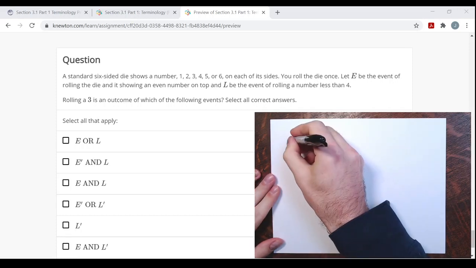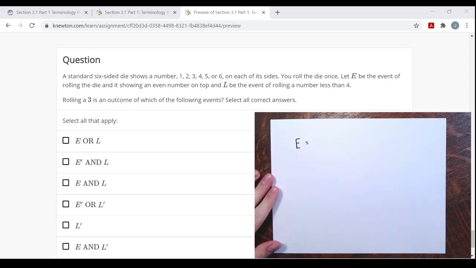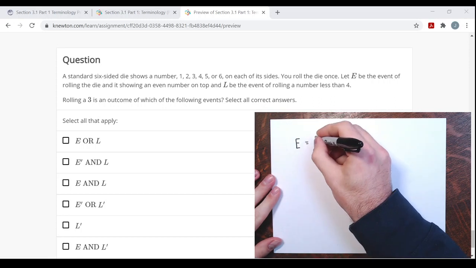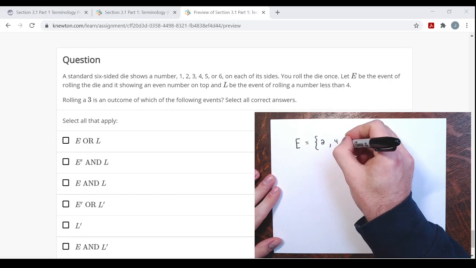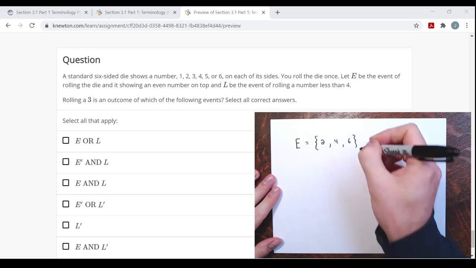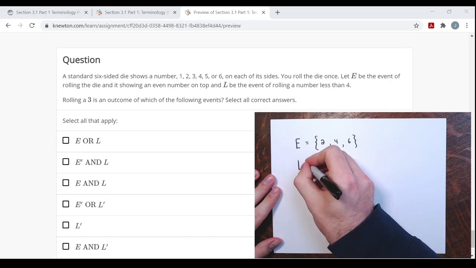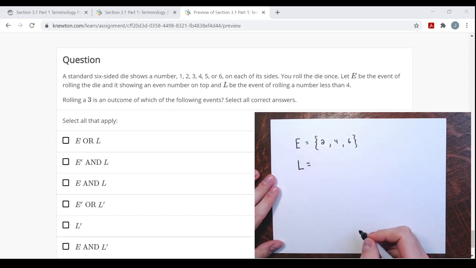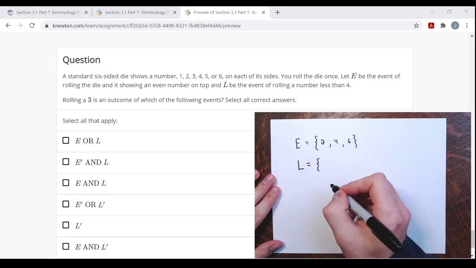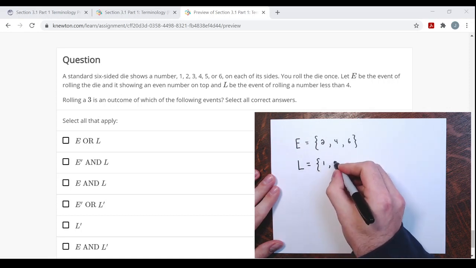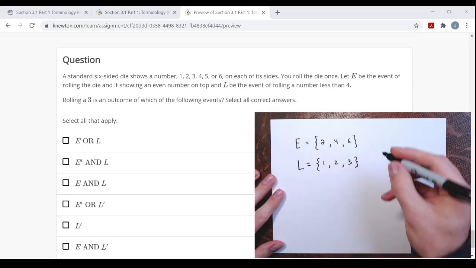So we have this event E, as mentioned. E is rolling an even number. So that event contains the outcomes of 2, 4, and 6. Then event L. Event L is rolling a number less than 4. So that would be the set with these outcomes, 1, 2, and 3. And then you have the sample space.